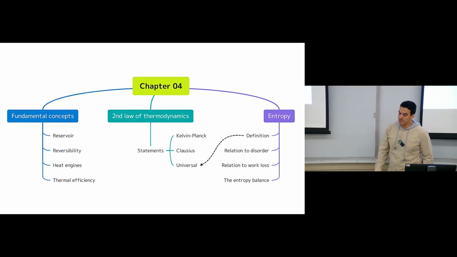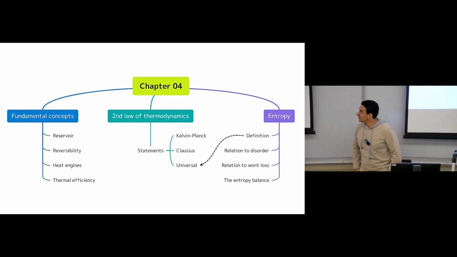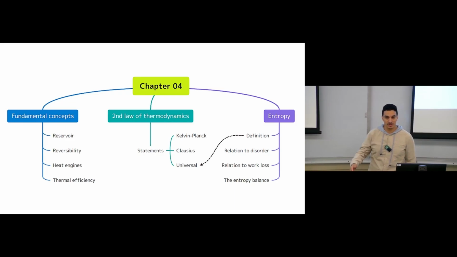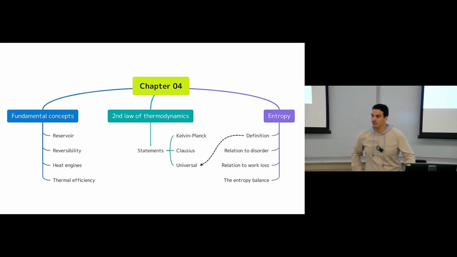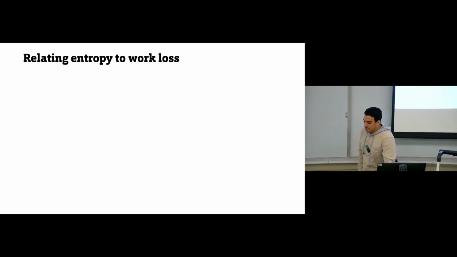We need to see how entropy is related to the work loss, and we need to explain the entropy balance, and then we can have examples. Even in the next lecture on Friday we will have more examples on this chapter. So the first part is relating entropy to the work loss.